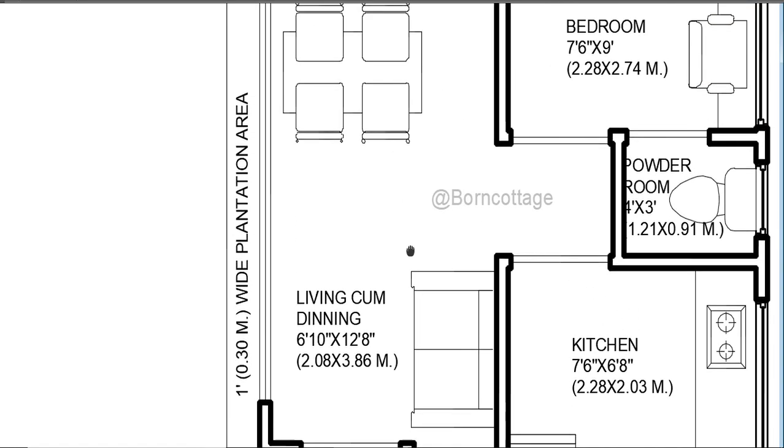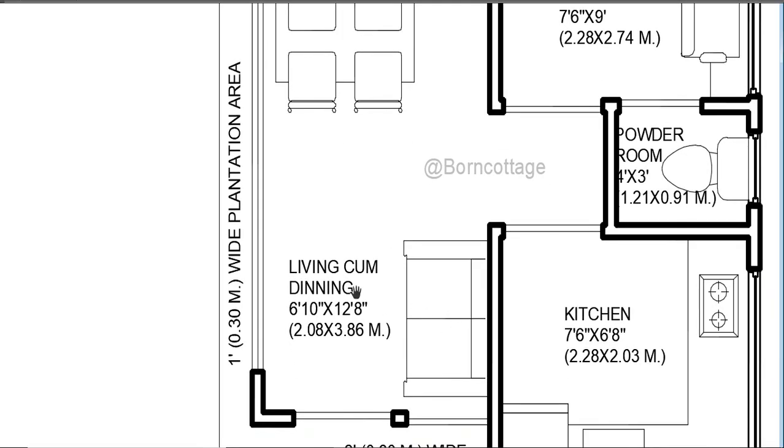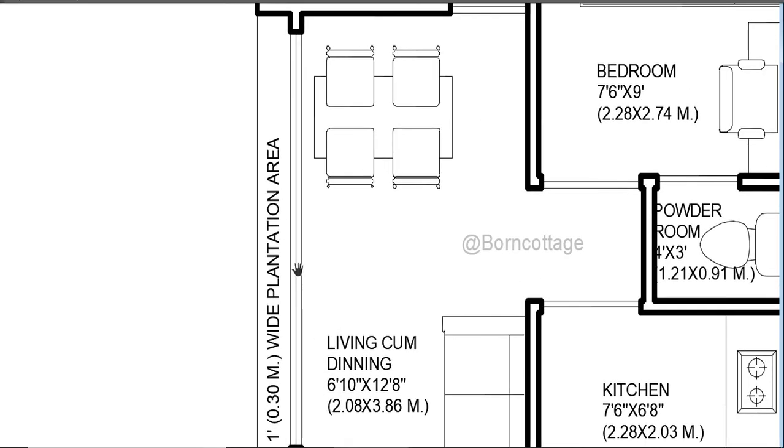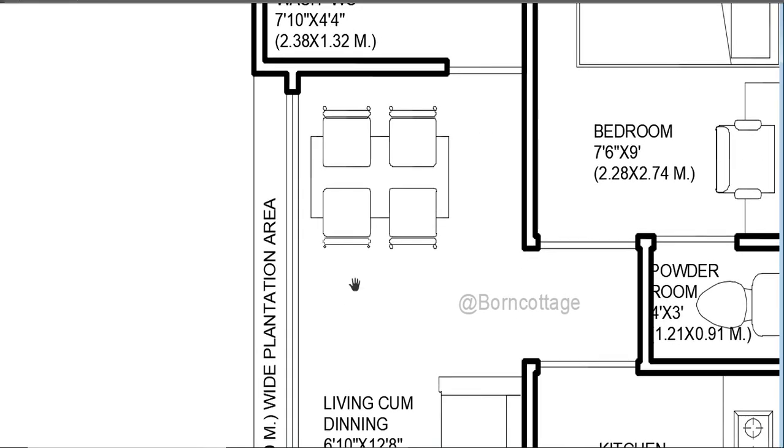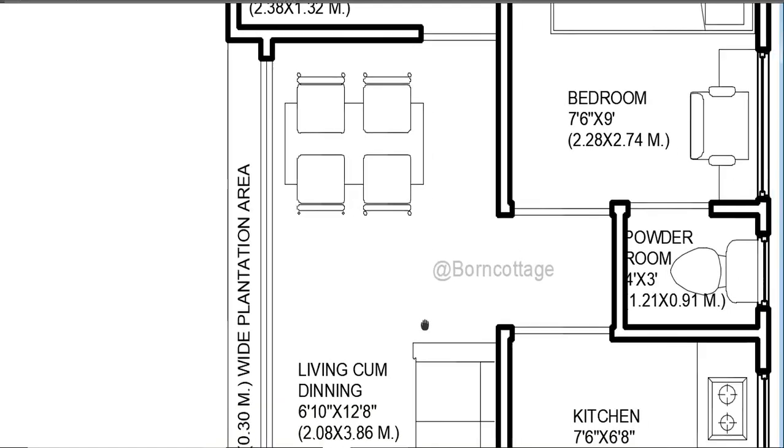So we have a living cum dining area. The size of the living cum dining area is 6 feet 10 inches into 12 feet 8 inches, in meter 2.08 into 3.86 meter. You can see here the sofa arrangement and a large size window for ventilation and light purpose, and we have a dining counter here with 4 chairs. After that we'll go on right side.